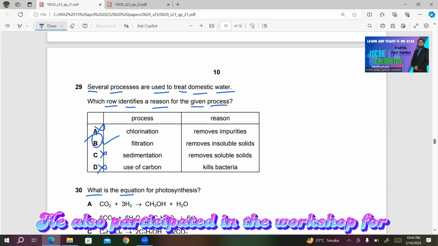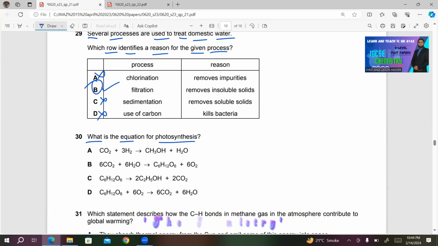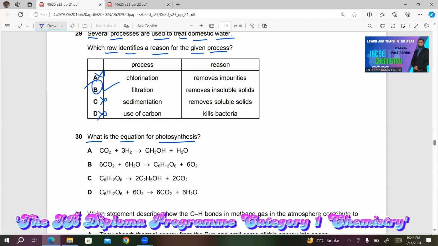What is the equation for photosynthesis? You know the equation of photosynthesis involves the reaction between carbon dioxide and water to produce glucose and oxygen. So only choice B will be the right answer in this case.